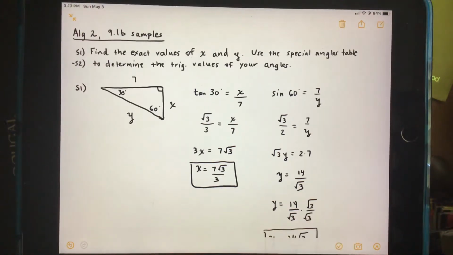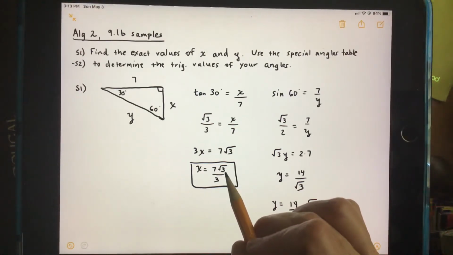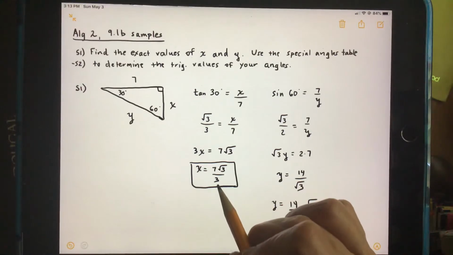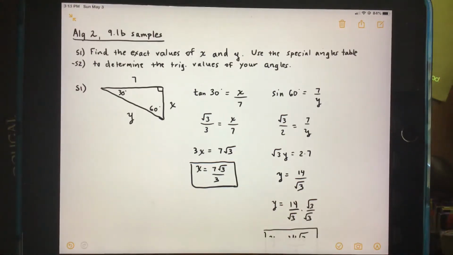And notice those 3's do not cancel because the 3 inside of the radical cannot cancel the 3 outside of the radical. So here we are, simplest radical form. So remember, for simplest radical form, all perfect squares do have to be removed from the radical, and no radicals can be left in the denominator.